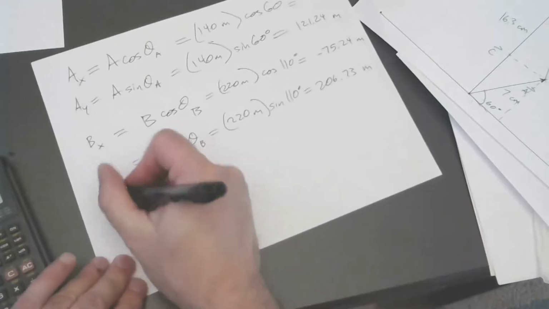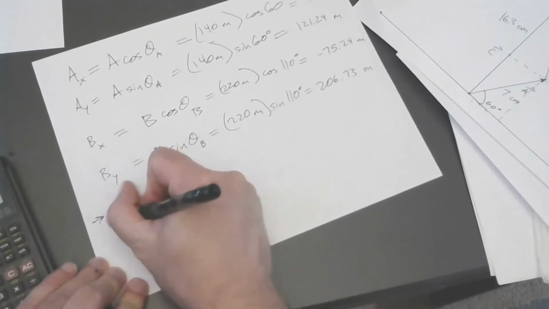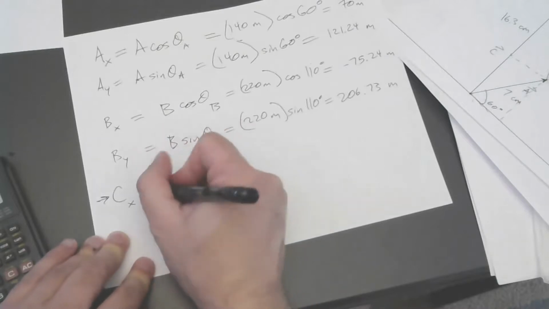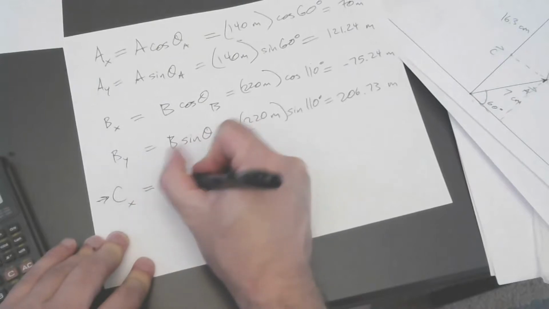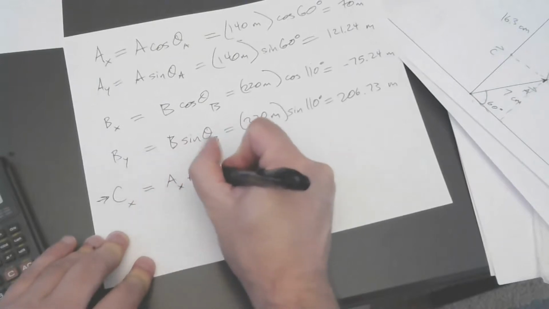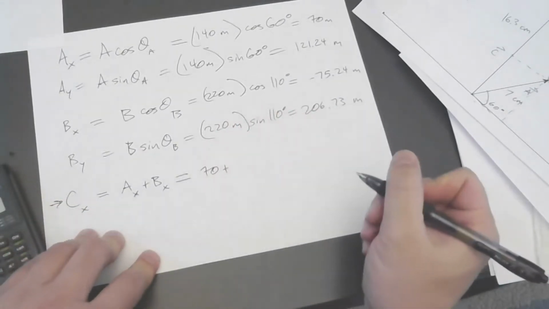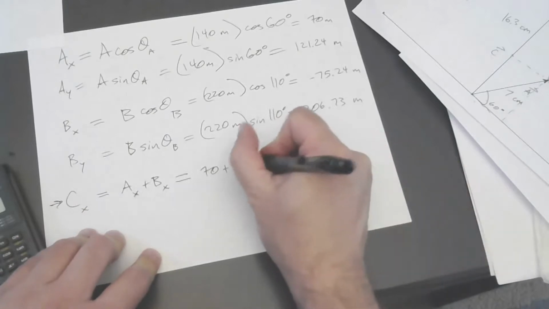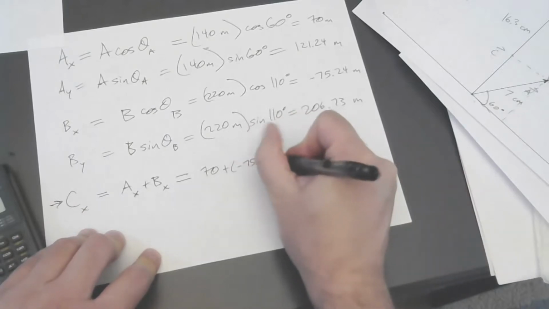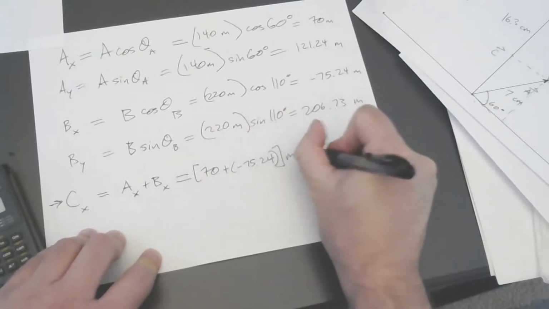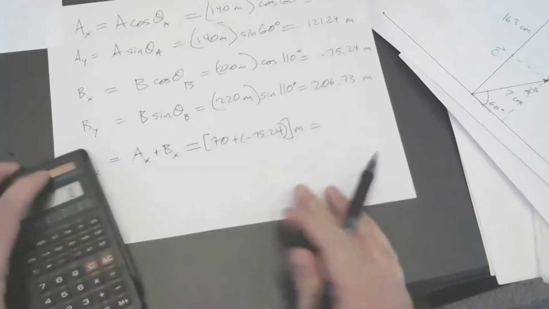Now we know the x component of vector C. Since vector C is the sum of vectors A and B, then the x component of C is the sum of the x components of A and B. So that's 70 meters for A and negative 75 for B. And notice I put the units on the outside.